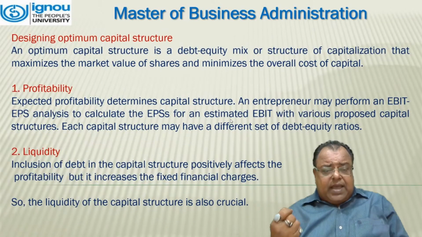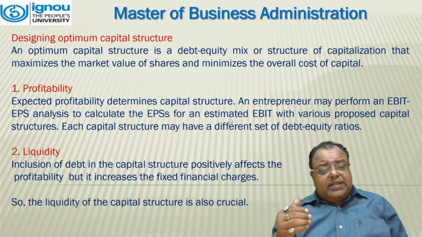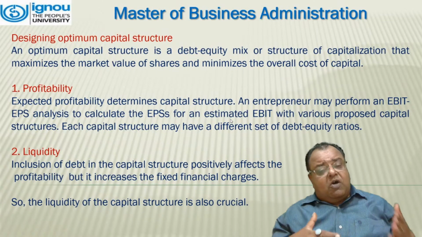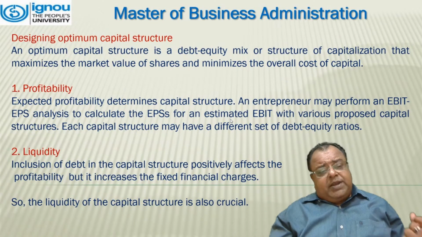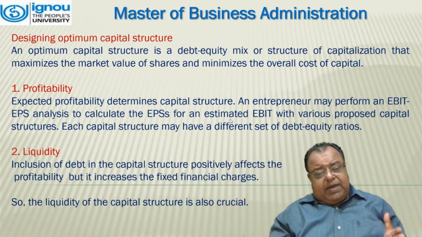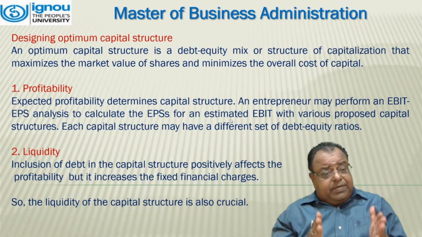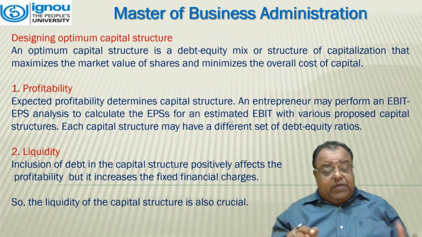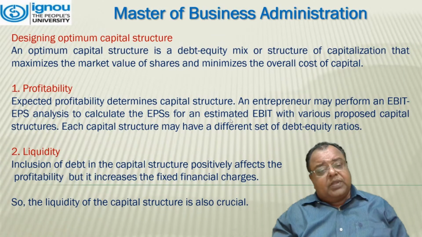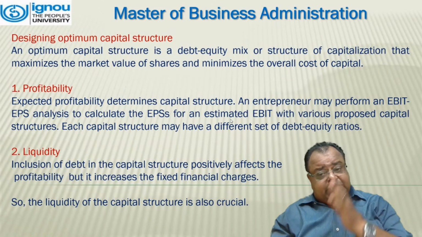Designing optimum capital structure. An optimum capital structure is a debt-equity mix or structure of capitalization that maximizes the market value of shares and minimizes the overall cost of capital. Profitability: expected profitability determines capital structure. An entrepreneur may perform an EBIT/EPS analysis to calculate the EPS on the estimated EBIT with various proposed capital structures. Each capital structure may have a different debt-equity ratio.